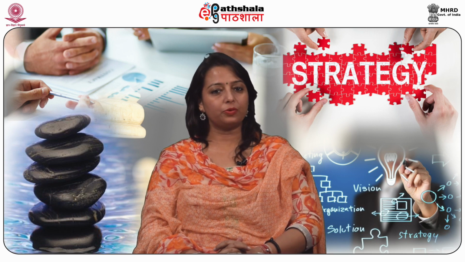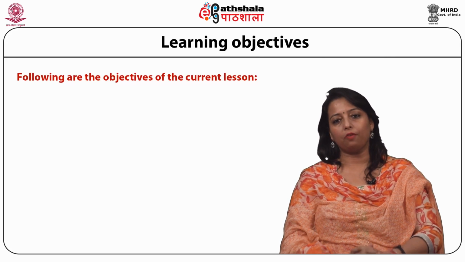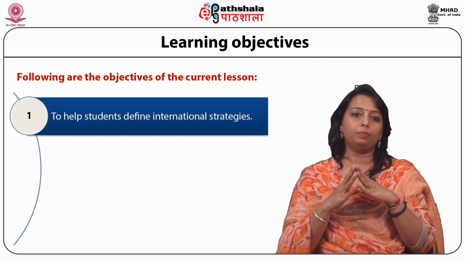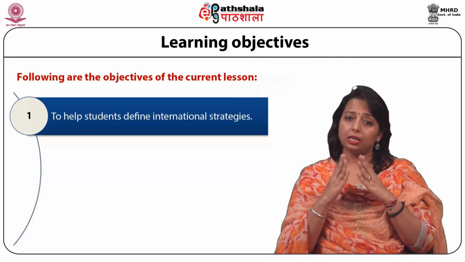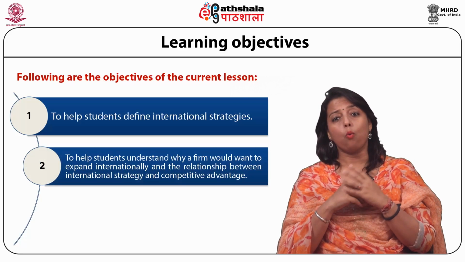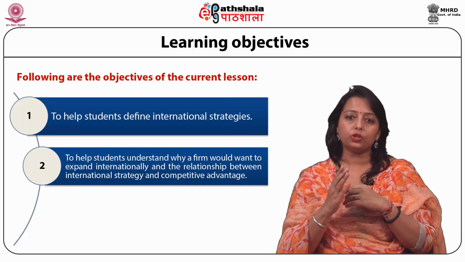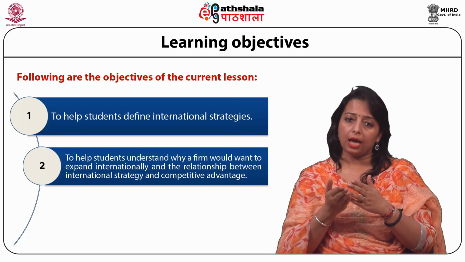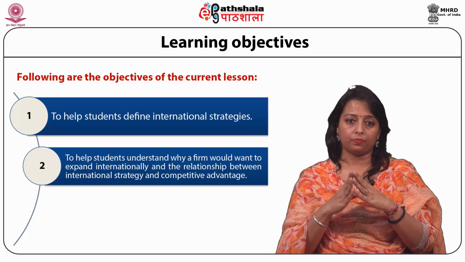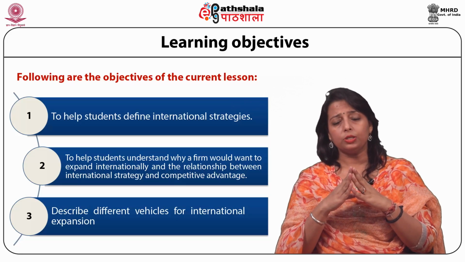Today we are going to talk on the module Cooperative Strategies from the paper Strategic Management. Students, following would be the key objectives of the current lesson: to help you define international strategies, to help you understand why a firm would want to expand internationally, and the relationship between international strategy and other competitive advantages. Also, describe different vehicles for international expansion.